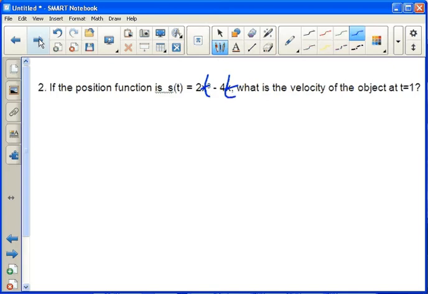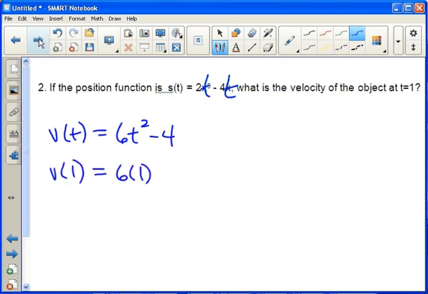To get from the position function to the velocity function, we take the derivative, giving us 6t squared minus 4. And it wants to know what it is at time 1, so we plug in 1. So 1 squared is 1 times 6 is 6. 6 minus 4 is 2. So the velocity at time 1 is 2.